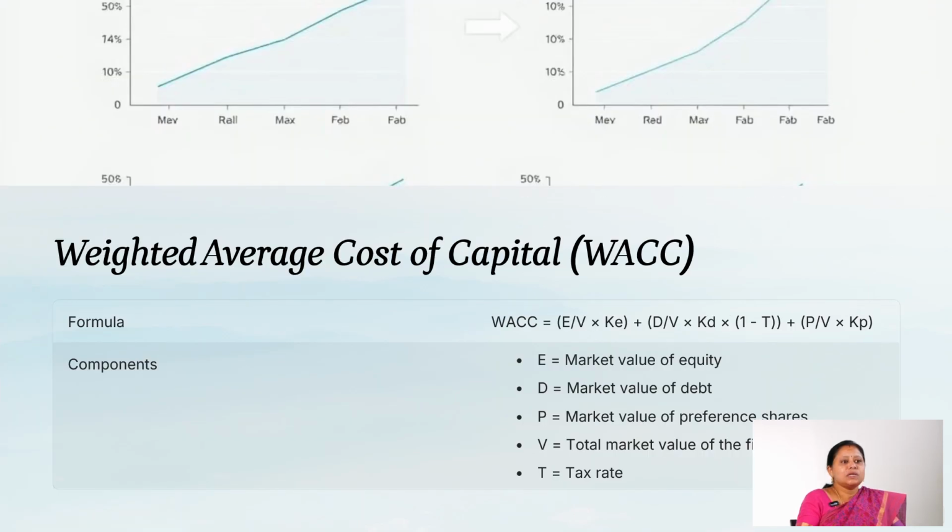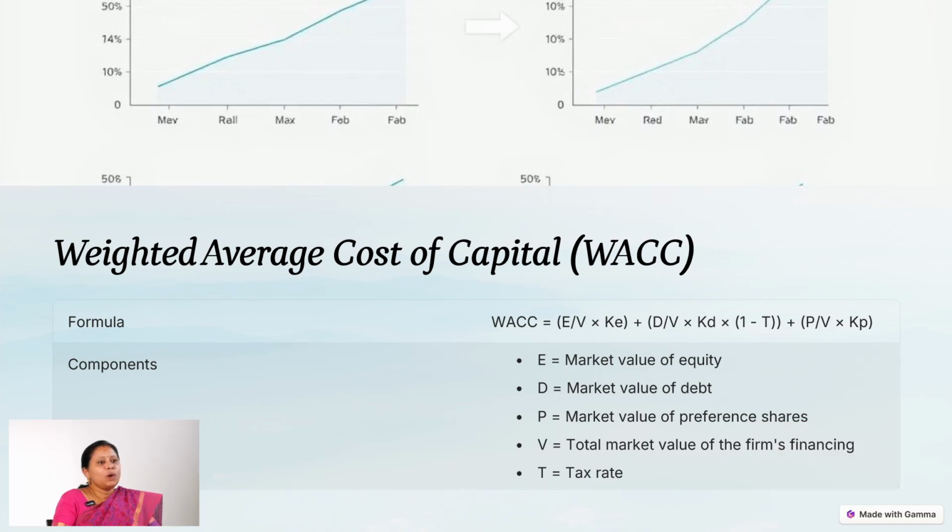Let's take a closer look at weighted average cost of capital. Weighted average cost of capital is the overall cost of capital, blending the cost of debt, equity and preference shares according to their proportions in the firm's capital structure. It provides a minimum return threshold for any new investment. Here's an example that can help clarify this concept.